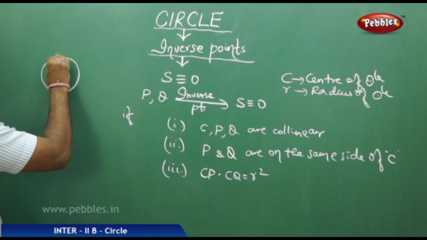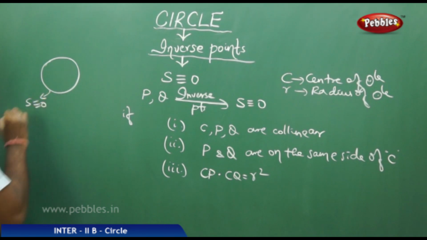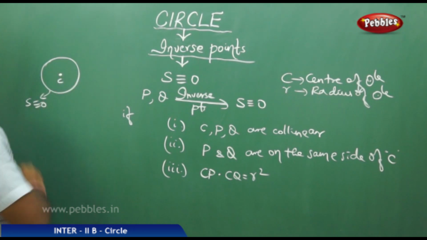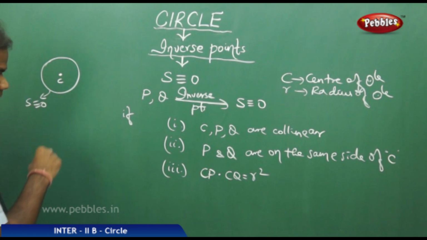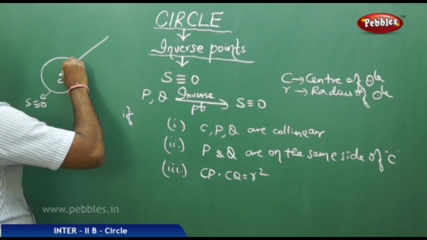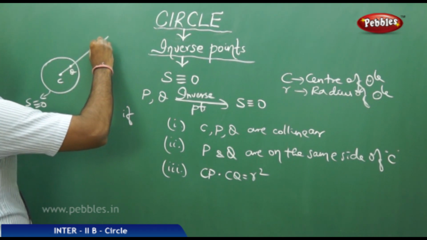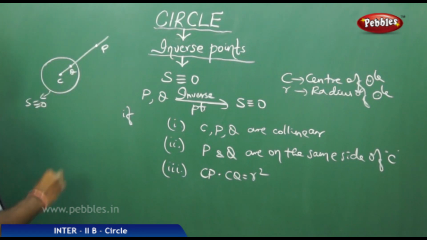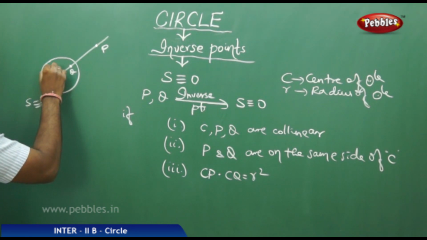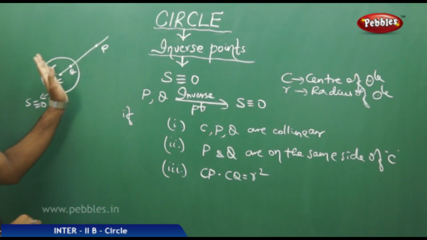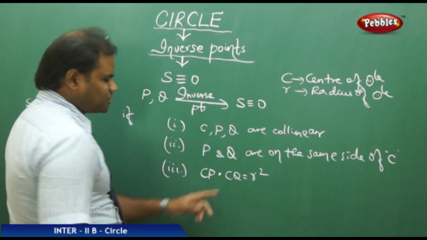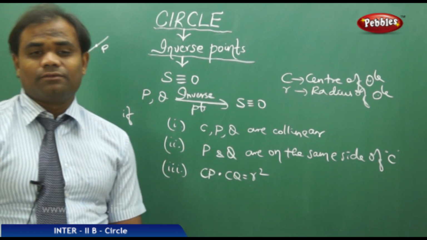Say for example, I have a circle S equals 0 and I have the center of circle out here. Now if suppose I have 2 points P and Q such that they are collinear, that is I have P here, Q here and my point P here, then in this case the radius of the circle is R. Then if P and Q are on the same side of C, then CP dot CQ equal to R squared is the condition which makes us define the inverse points.